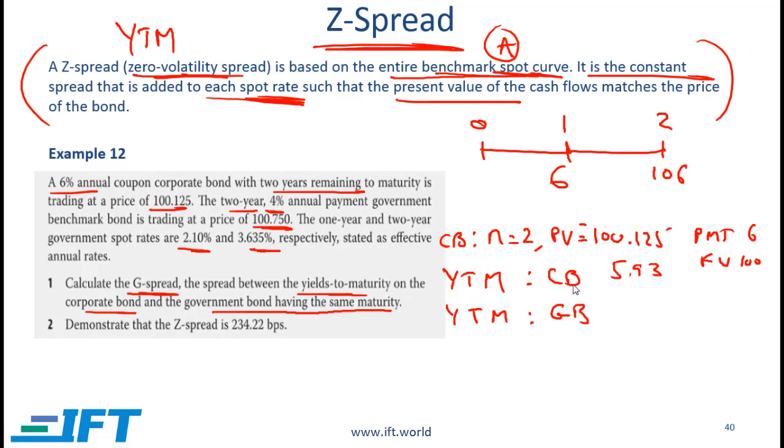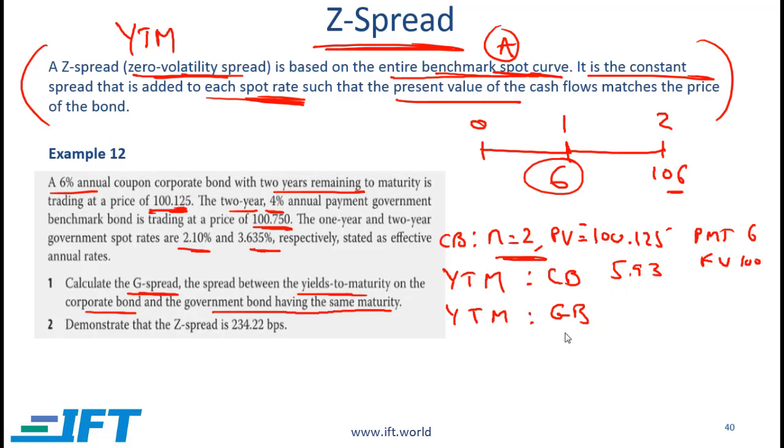So the YTM on the corporate bond: N is 2 because we have 2 periods. PV is minus 100.125, that's given. Payment is 6. The future value is 100. You compute the interest rate, that's the YTM, and you get 5.93. And this number is in percent.